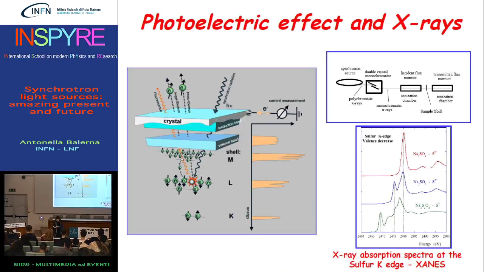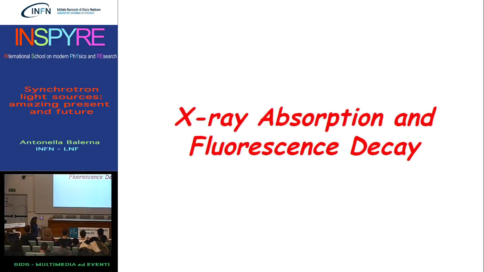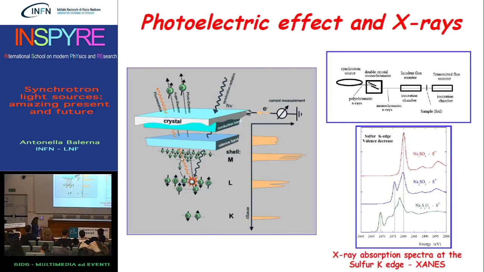You can select the energy that you need using what is called the Bragg law that I will show you in a few minutes. So, here I put my monochromator. I have a detector that tells me the number of photons that are arriving. Here I have my sample. My sample absorbs part of the radiation. Part of the radiation is transmitted.